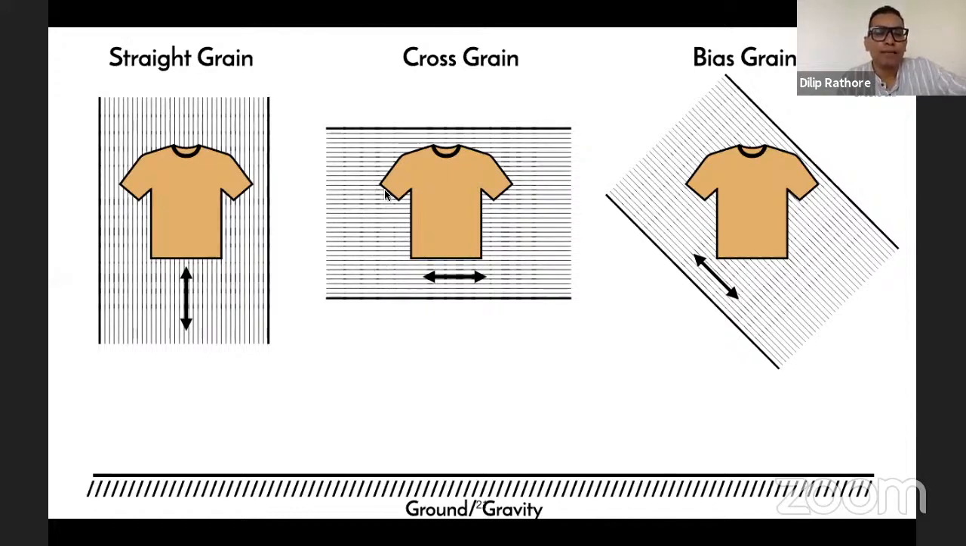Now, if the garment is very short, gravity will not play a role, and only the body will play a role in fitting. But if the garment is really long, then the gravitational force will have an impact on the weft grain, and it will modify the fall. And then for the third one here, the gravitational pull is at an angle. This we will see in a separate slide.